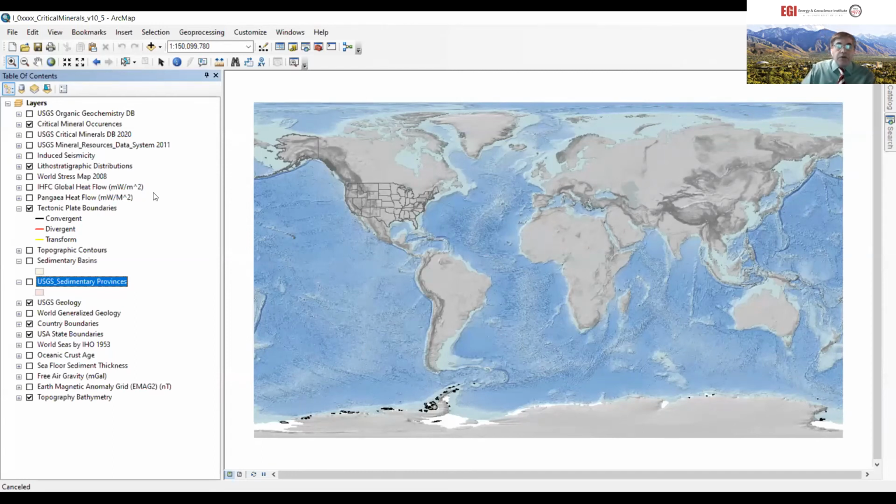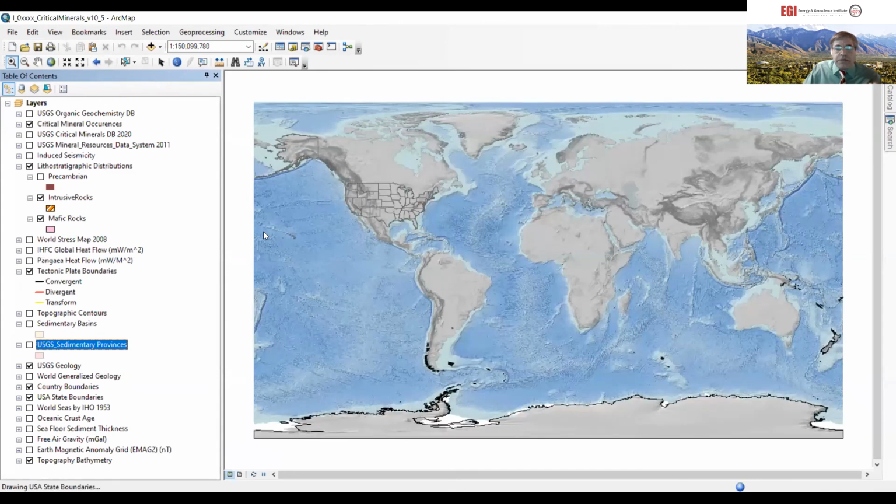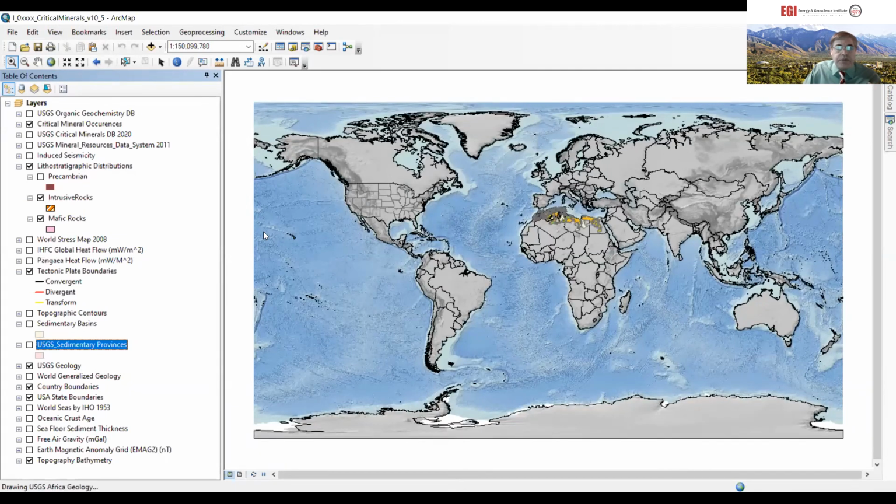Now, we have also incorporated all the USGS databases, which is a lot of data. We have summarized, this is a work in progress. We are looking at distribution of specific rock types which are host to many of these minerals. Among them are Precambrian rocks, but also intrusive rocks, as well as mafic rocks. This is where you will find lots of metals. So this is our first attempt, in a way.